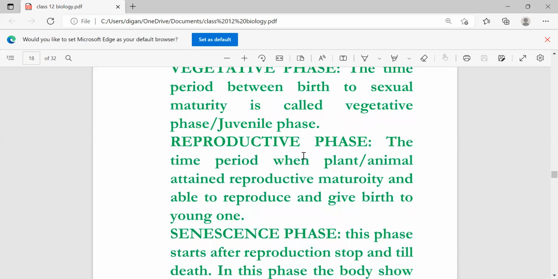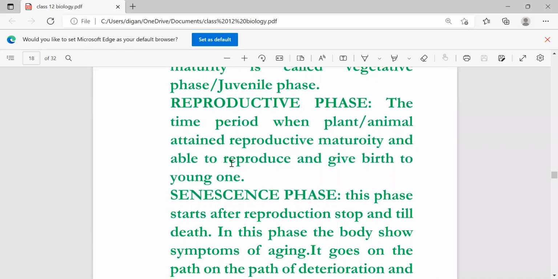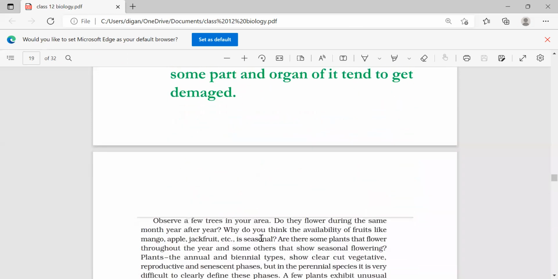It means the life cycle has three phases. The first one is the vegetative phase, the second is the reproductive phase, and the third is called the senescence phase. Vegetative phase means the phase when the organism has not become mature enough to reproduce. Then when it becomes mature for reproduction, that is called the reproductive phase. And the last phase is when they lose their reproductive capacity, and from that stage to the time of death, that last phase is called the senescence phase.